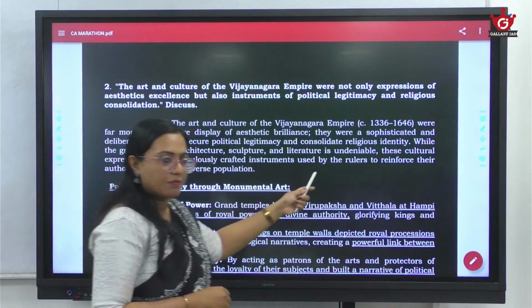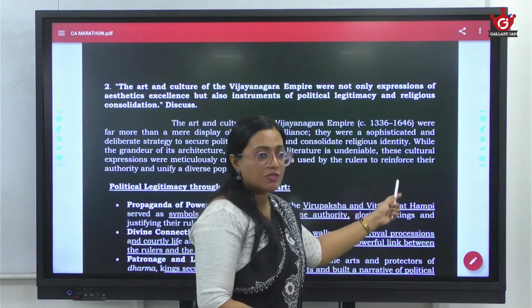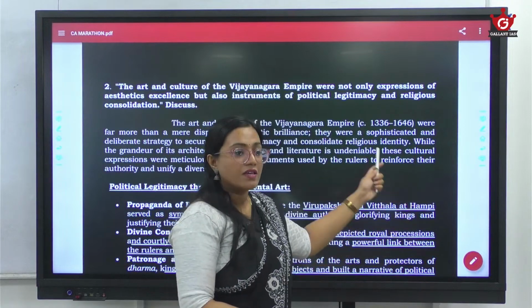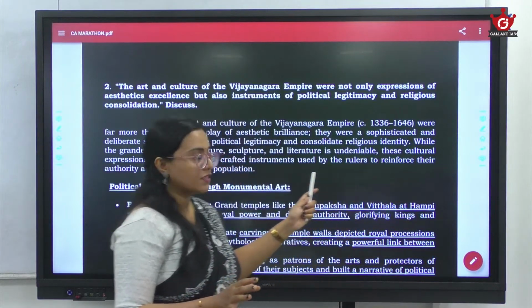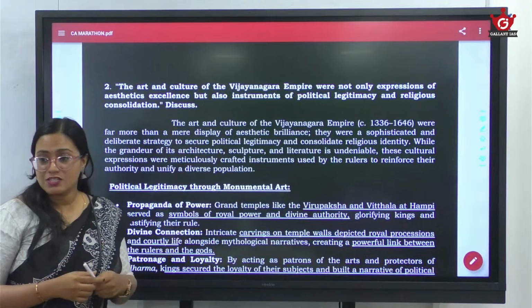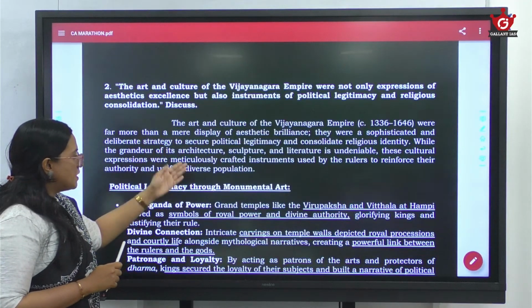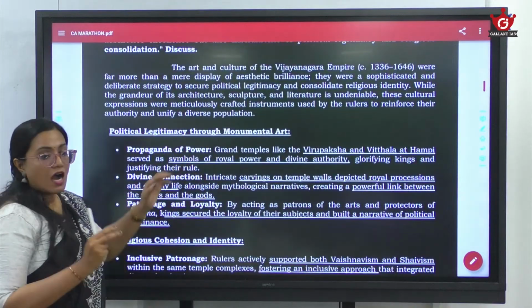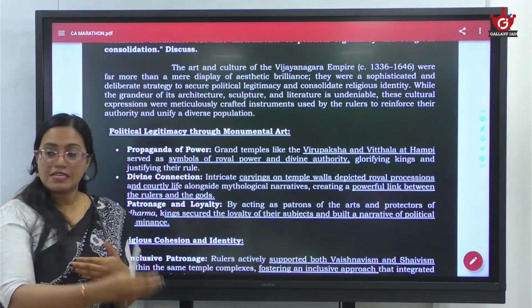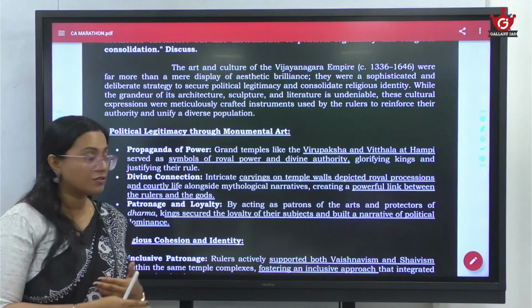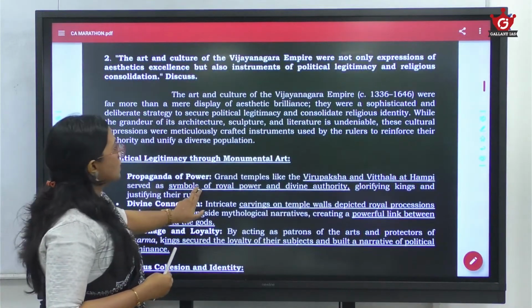In case you're not able to remember when exactly the Vijayanagar Empire existed, you can write the century. The Vijayanagar Empire, but you should know the century as well. Okay. Were far more than a mere display of aesthetic brilliance, and now it has two parts. How did it contribute to political legitimacy, and how did it contribute to religious consolidation?